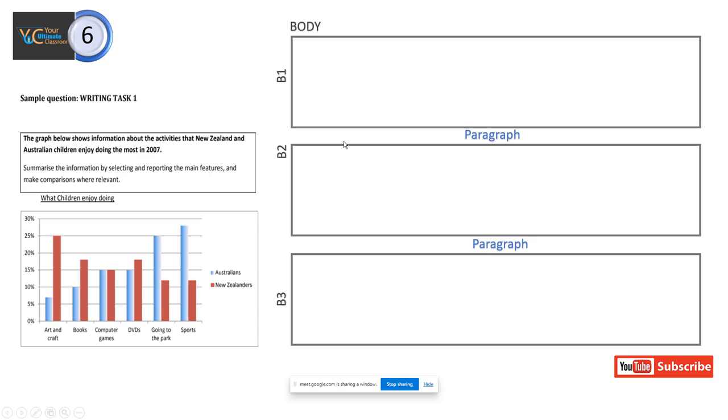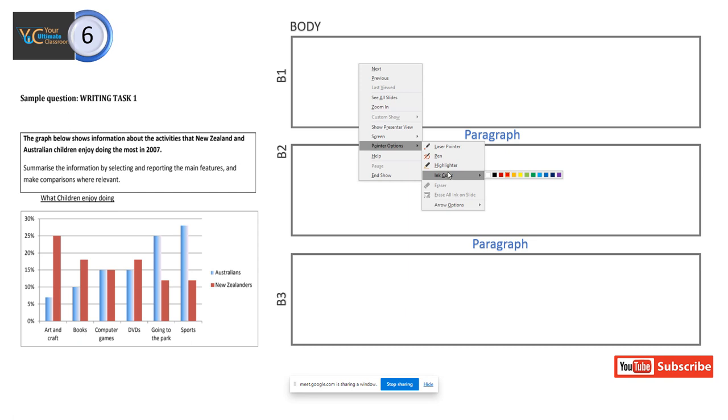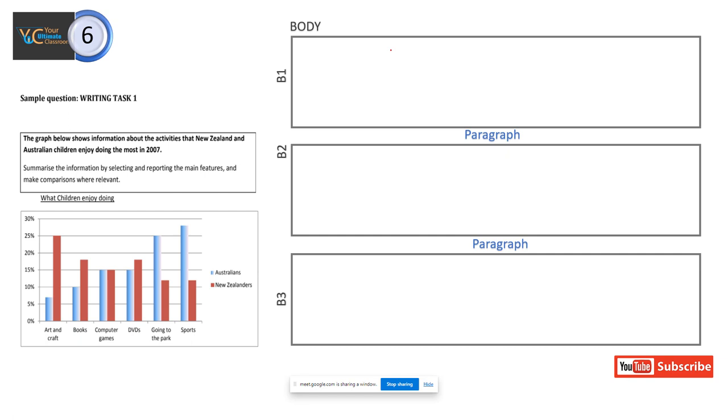So with the body, you are going to have body paragraph 1, body paragraph 2, body paragraph 3, and then probably the highest you can go is body paragraph 3, because you shouldn't write more than 150, I mean, you can write more than 150, but you shouldn't go into 200, 300, because you only have 20 minutes to do that. So you have, in total, 60 minutes for the writing test. 20 minutes for task 1, 40 minutes for task 2.